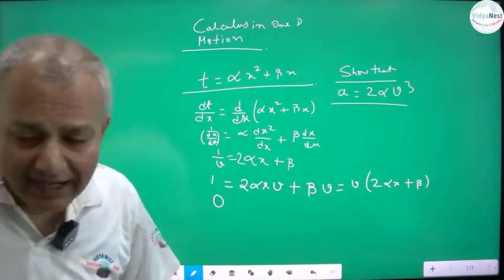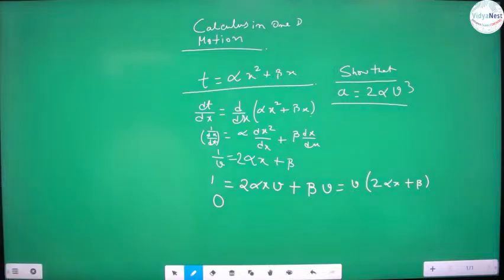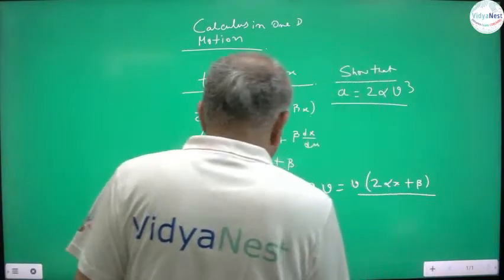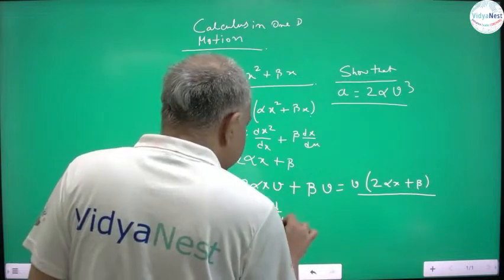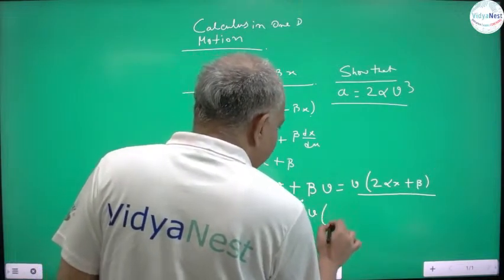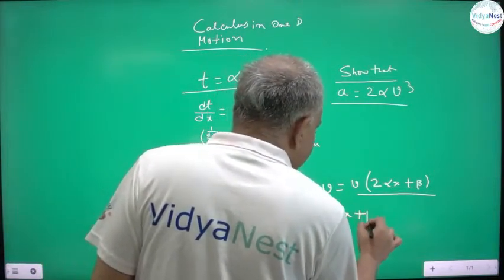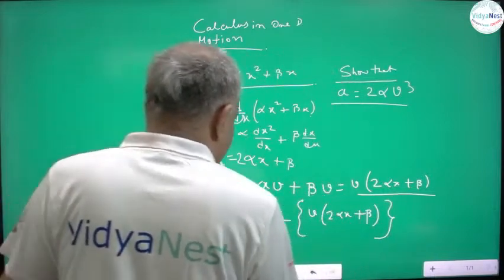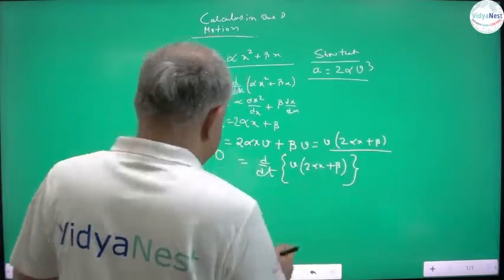In the second case, I am going to differentiate the right hand side with respect to time. So how to differentiate? d by dt of v into 2 alpha x plus beta. Okay, this is the thing. Fine, very good. Now see what to do from here.